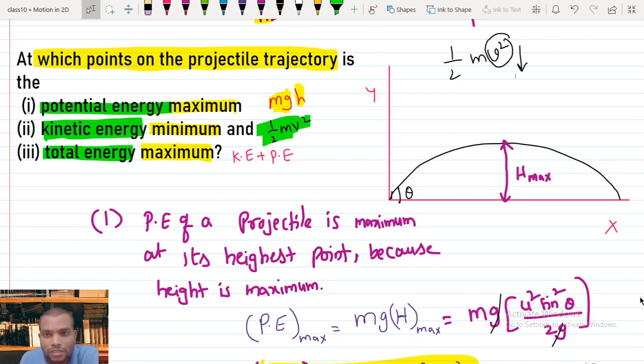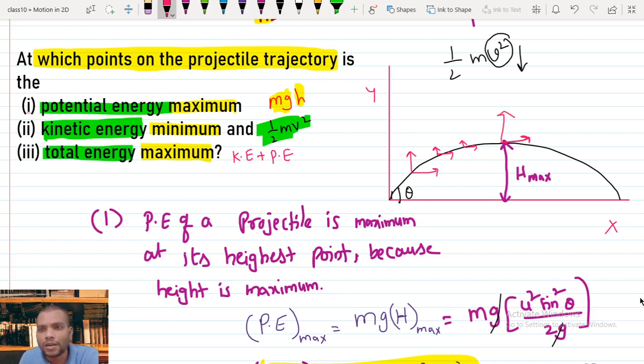So where the projectile motion velocity is less? If you remember, projectile is having two velocities: horizontal velocity, which remains constant, and vertical velocity. This vertical velocity component keeps on decreasing. At the highest point we have only horizontal velocity. There is no vertical velocity here.